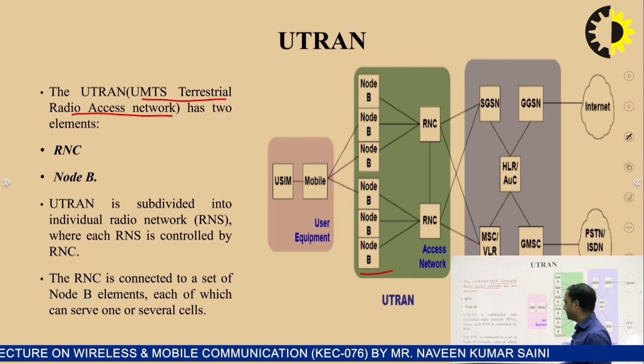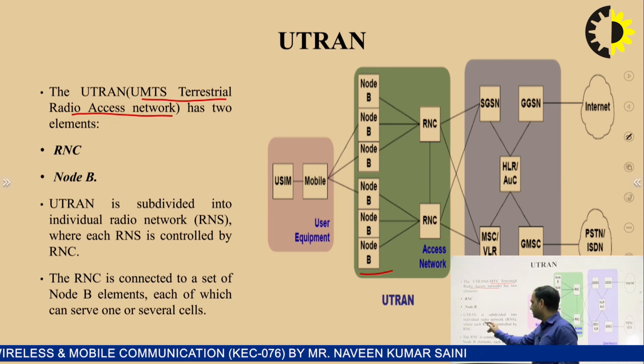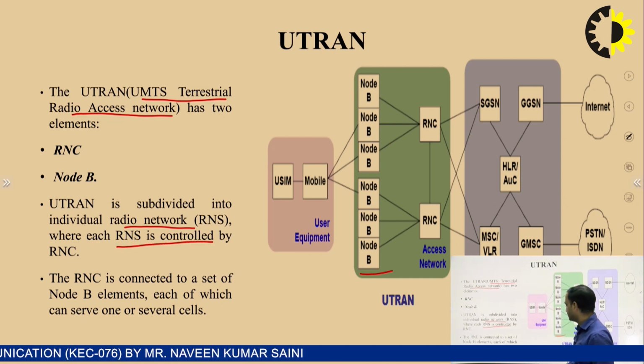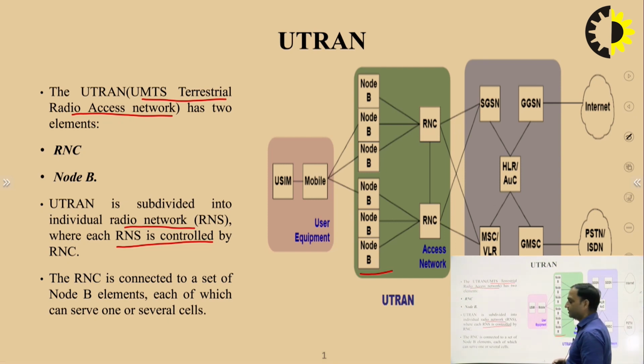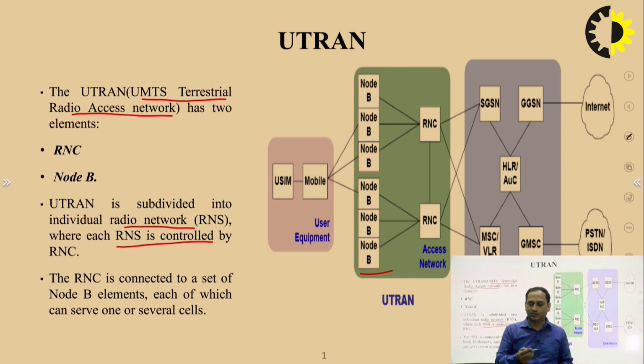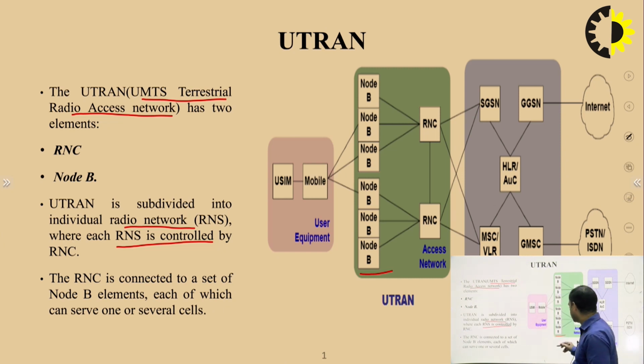So UTRAN is subdivided into the different or individual radio networks, RNS, where each RNS is controlled by the RNCs, right. So whatever functionality is happening in the node B, this node B will be controlled by the RNC. So the UTRAN is kind of the MSC of the GSM network, right. So all the handover or all the procedures occur in the UTRAN network. So we can say UTRAN is the heart of this UMTS system.